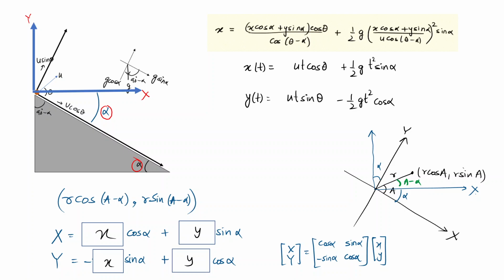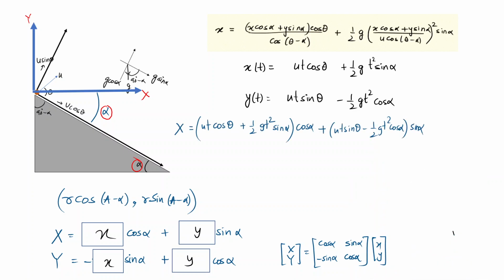So what's going to happen now? Your new x coordinate would be your previous x coordinate times cos alpha, as you can see here, and previous y coordinate times sin alpha. Don't worry about it. You see, it's very interesting. This term and this term will cancel out, and you will get ut cos theta cos alpha plus ut sin theta sin alpha. Take ut common and you will get the cos(theta minus alpha) term.